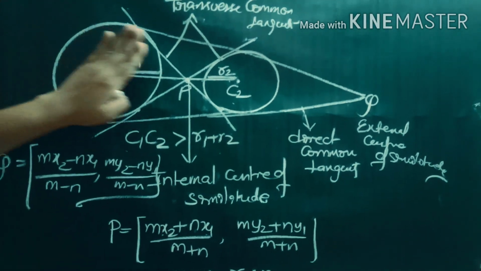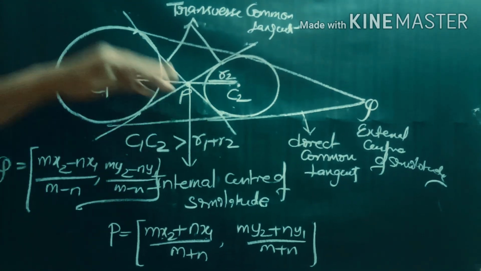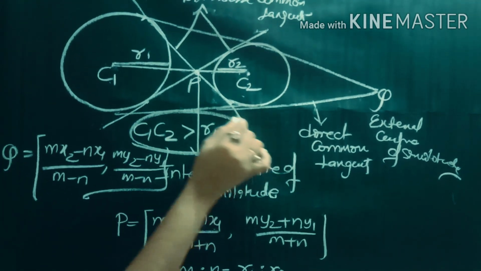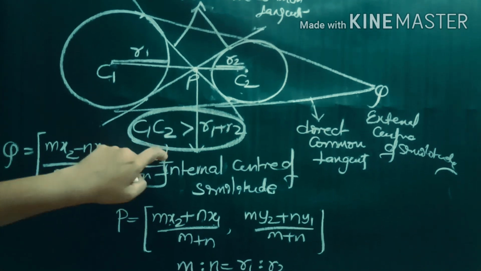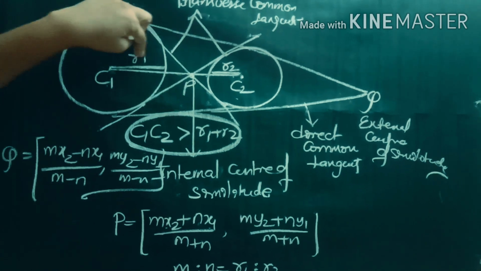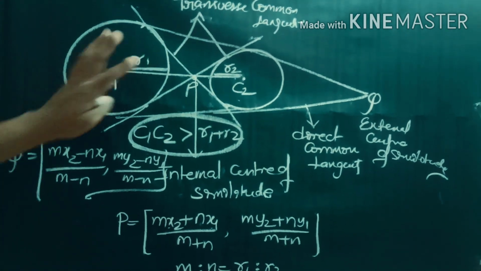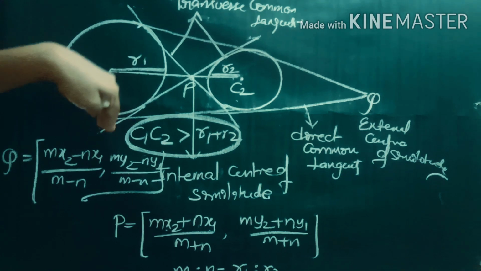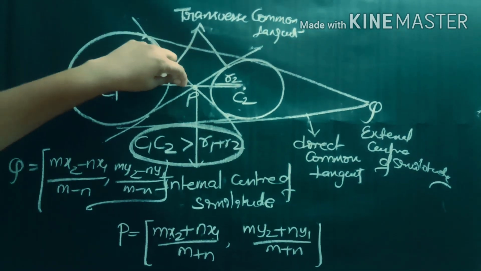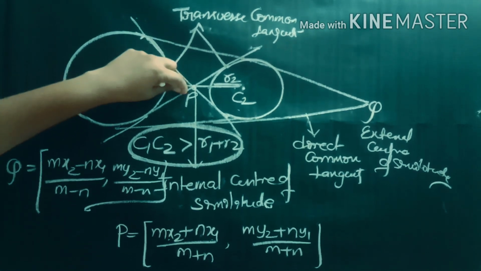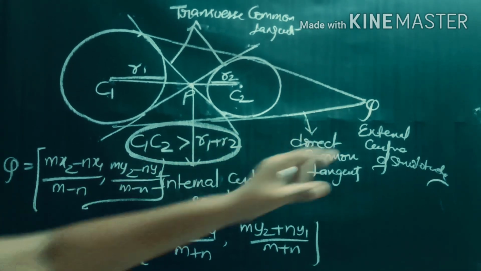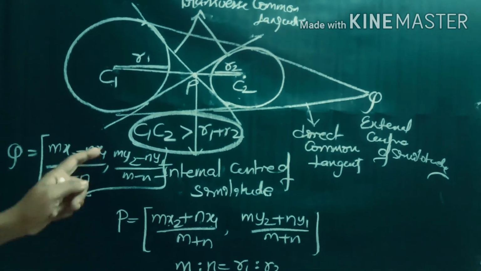Now this is the case if the two circles don't intersect. In this case, the condition is C1C2 greater than R1 plus R2, and the number of common tangents is equal to 4. We can draw 4 common tangents to the two circles. Two of them are called the transverse common tangents and two of them are called the direct common tangents. The point of intersection of the transverse common tangents is denoted by P, and the point of intersection of the direct common tangents is denoted by Q, and the formulas for finding P and Q are like that.